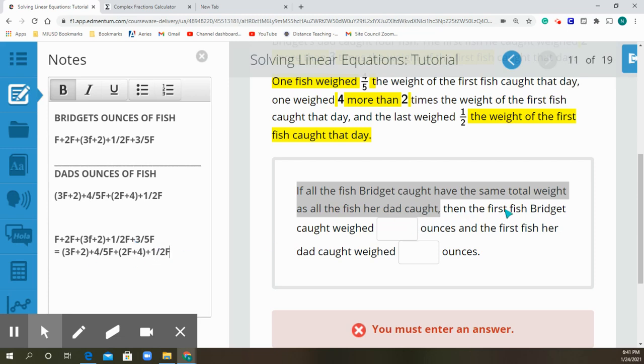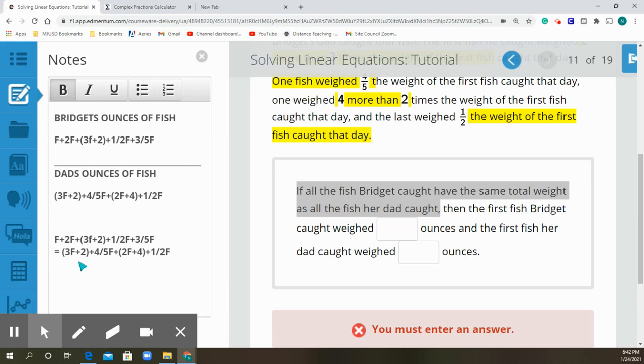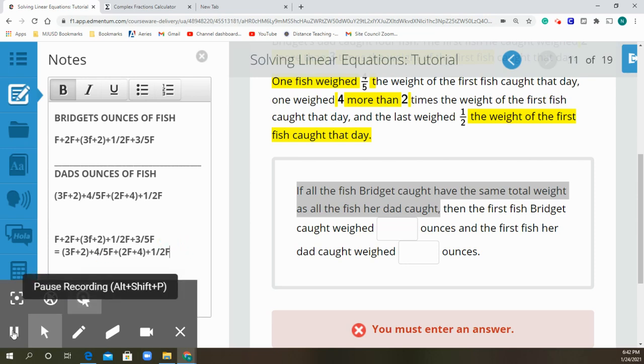Then the first fish Bridget caught weighed blank ounces and the first fish her dad caught weighed blank ounces. So now I have to solve this. The first step in solving it is getting all the like terms on one side, so all the F's on one side and all the numbers on the other. That's going to be really challenging on this workspace here, but let's see what we can do.